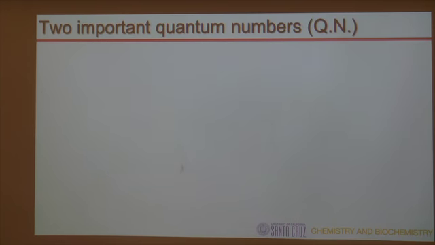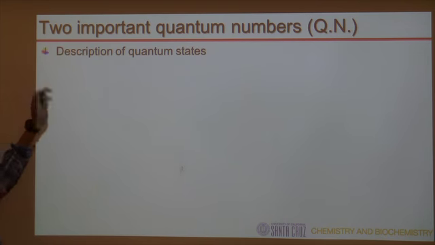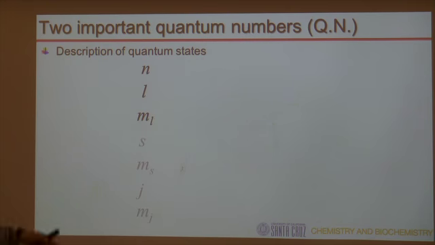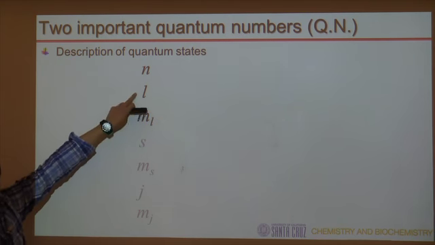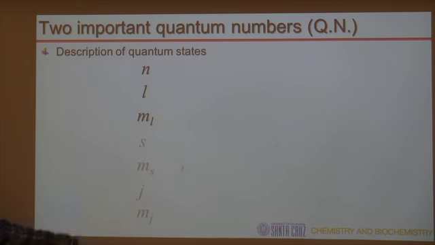So two important quantum numbers arise from the equation I showed you before. To describe a quantum state here, we actually need a set of quantum numbers, and what we used before are just two of them. There are actually four quantum numbers. In this part, we'll only talk about these two, but later we'll talk about mL as well, because it's in the angular part.